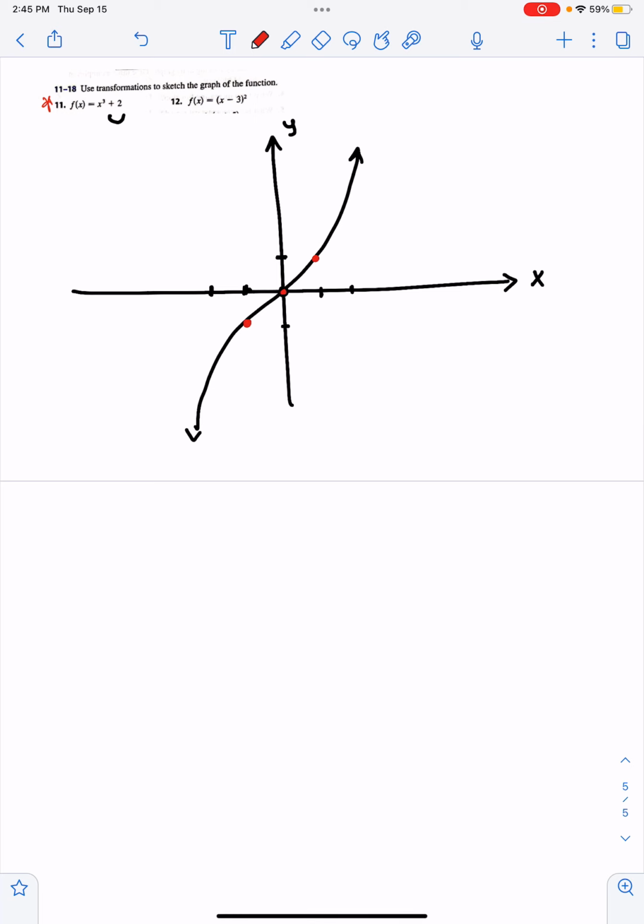Let's say with these 3 points, but you could have more points on the parent function. So going 2 units up, the origin moves here. This point, 2 units up, is going to be somewhere here. This point, 2 units up, is going to be somewhere here. And then the graph would look like this, somewhat parallel to the previous one. So this is going to be f of x equal to x cubed plus 2. Okay.